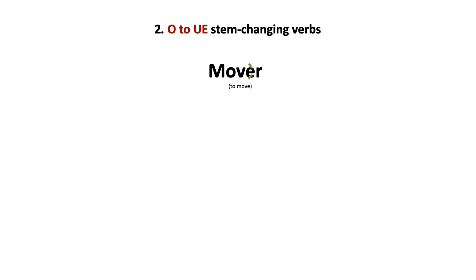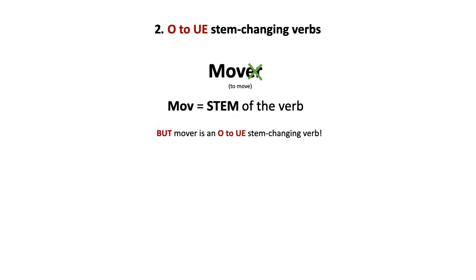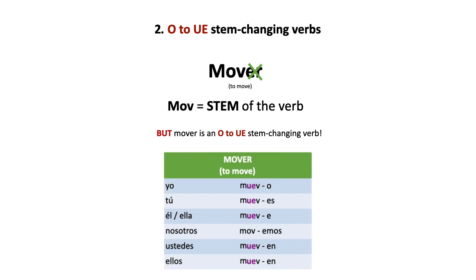So what do I do? I get rid of the E and the R. I obtain the stem of the verb. And then, since I know that this is an O to UE stem changing verb, I apply those changes to the stem. And since I know that it's an er ending, it's an er verb, I add the er endings. That's all, right?